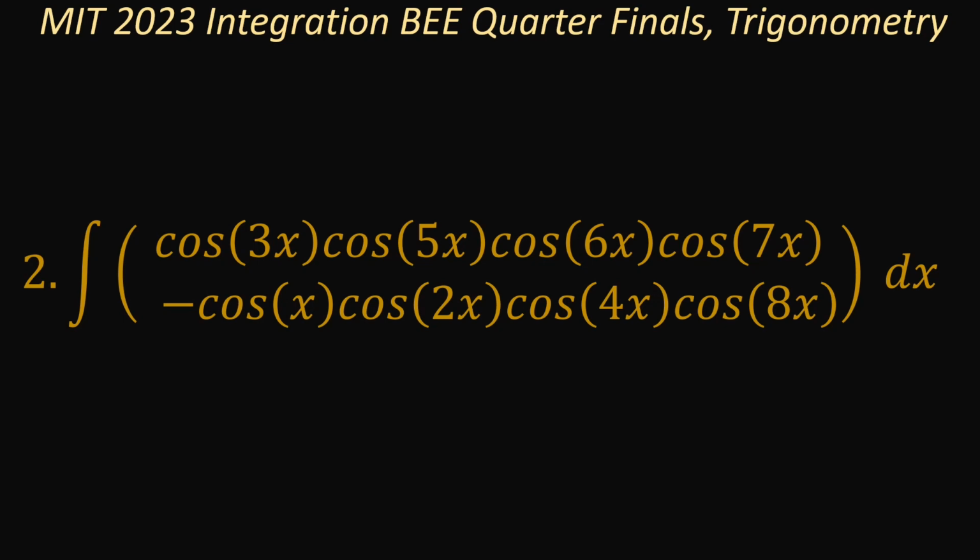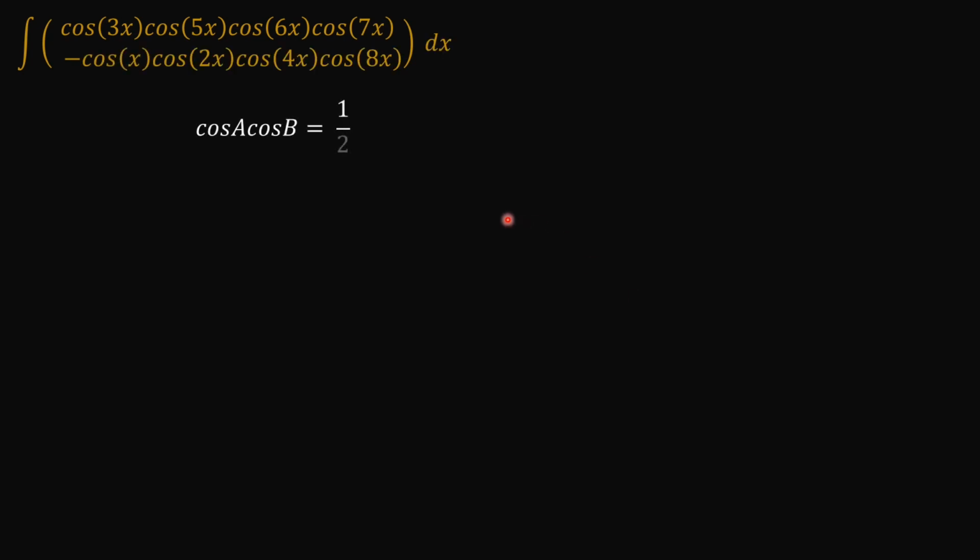So on to the solution of this problem. The first thing that you want to use is this identity: if you have a product of cosine A and cosine B, that's the same as half into brackets cosine A minus B plus cosine A plus B.